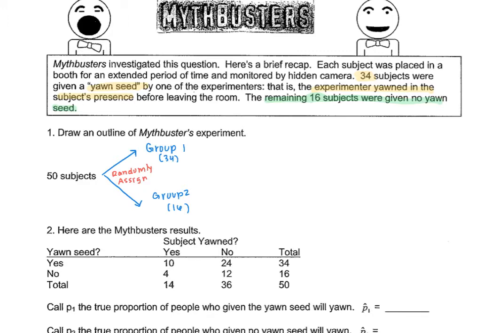Then what we did is we gave them each a treatment. So they received the yawn seed, and this group did not get the yawn seed. And once we left them in the room for a period of time to see if they yawned or not, we compared the results. So you compared their yawning proportions, the proportion of the subjects who yawned.